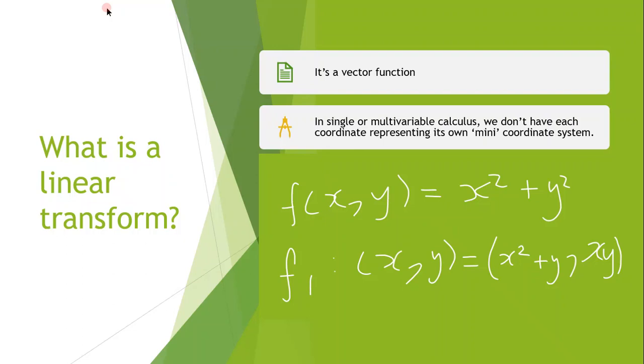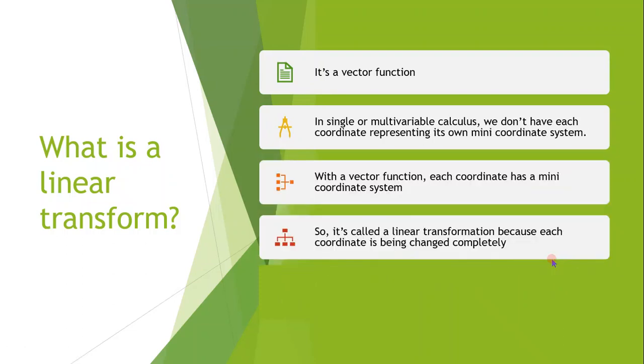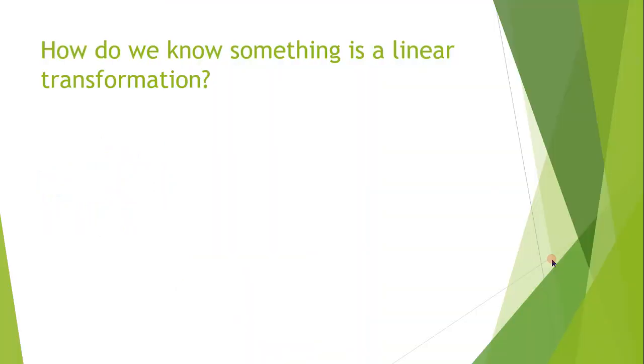This is a bit different to single and multivariable calculus because we don't have each coordinate representing its own mini coordinate system. If you're not dealing with vector functions, you just get a number and you're good to go. But the reason we call this a transformation is because you get a massive visual geometric transformation of this thing in a space. So it's pretty cool. Now, how do we know something is a linear transformation?